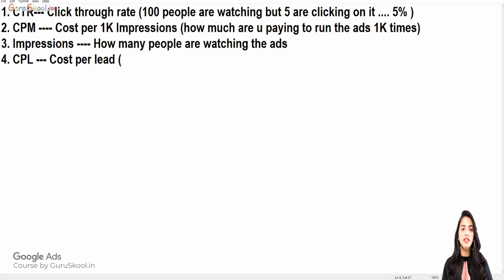Suppose Google is generating a lead for you. What kind of amount are you paying to Google? That's cost per lead. What does it cost you to pay Google on every lead? That's cost per lead. Nothing more to explain about that.